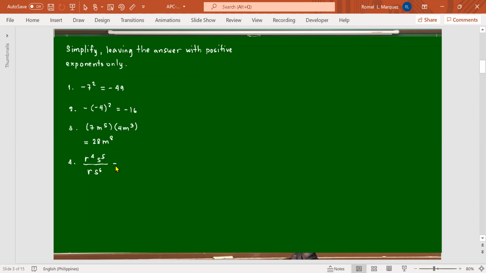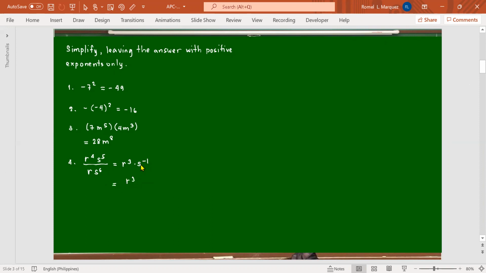Let's begin with r. Same base, quotient, we get the difference of their exponents. 4 minus 1 is 3, right? And then, what about for s? Same base, again, quotient, we subtract their exponents. So 5 minus 6 is what? Negative 1. But we do not want negative exponent.